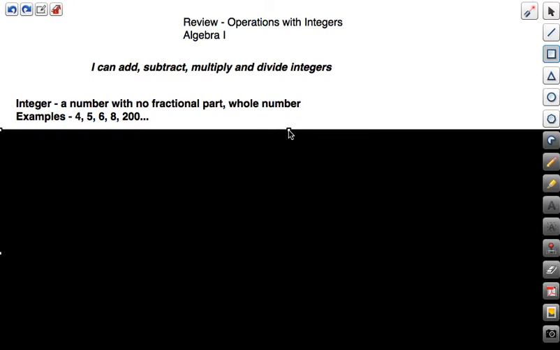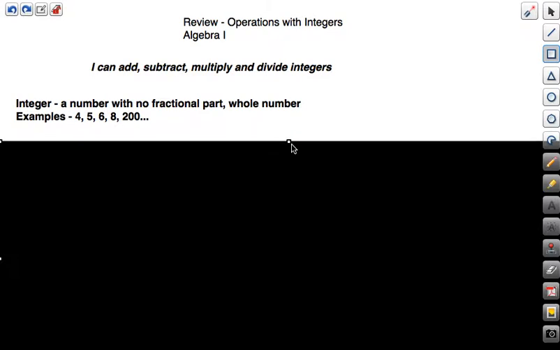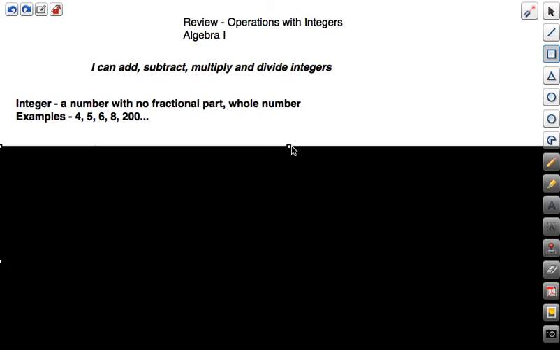So when we say an integer, what we mean is a number that has no fractional part, or we could call it just a whole number. So any of your counting numbers, and we have a few examples: -4, 5, 6, 8, 200. So we can have negative integers or we can have positive integers. And I'll just add that really quick here.